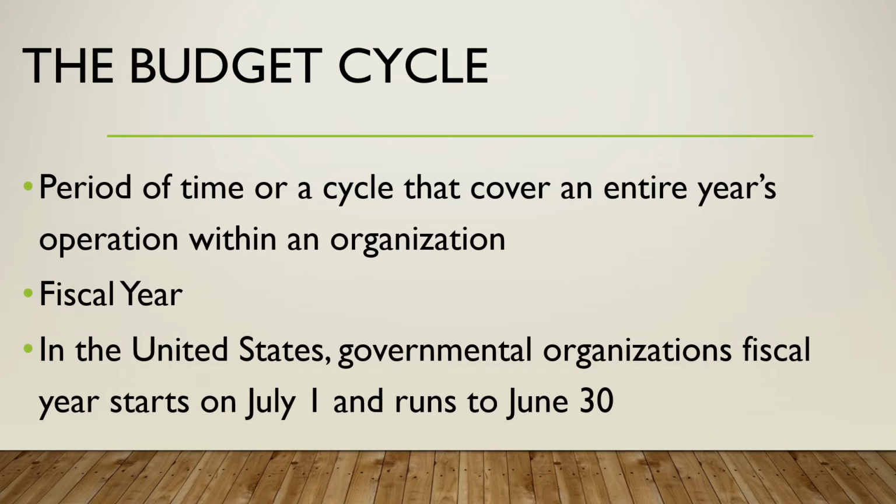We call this a fiscal year. For example, some fiscal years are January 1 to December 31st. Other ones, like the United States government, their fiscal year is July 1 to June 30th. So these can be different among organizations.